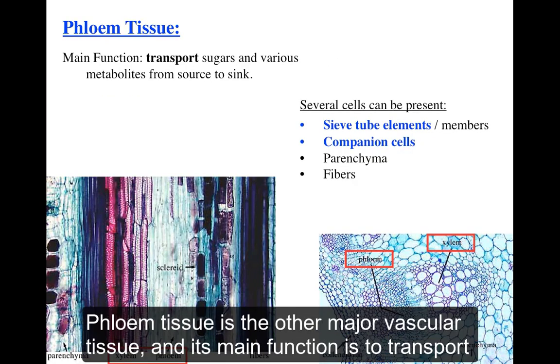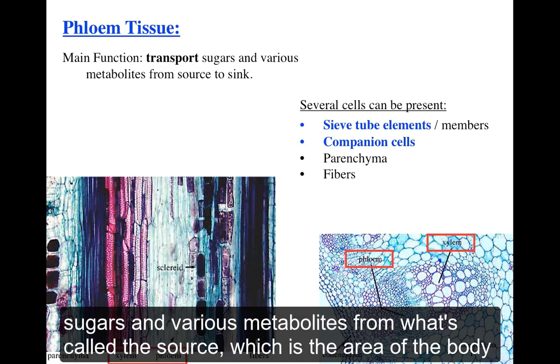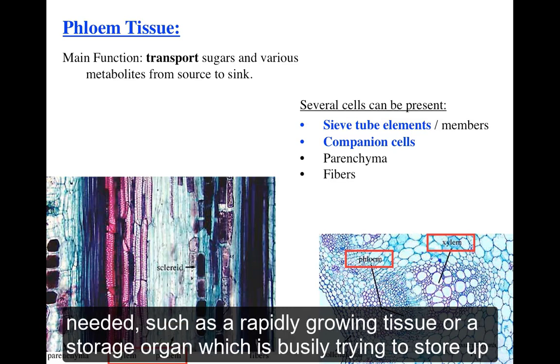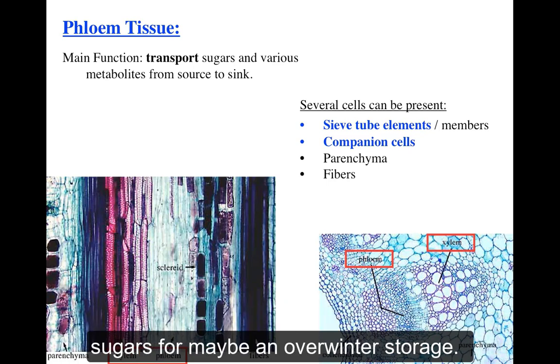Phloem tissue is the other major vascular tissue, and its main function is to transport sugars and various metabolites from what's called the source, which is the area of the body in which they were produced, to what's called the sink, which is an area of the body where they're needed, such as a rapidly growing tissue or a storage organ, which is busily trying to store up sugars for maybe an overwinter storage.